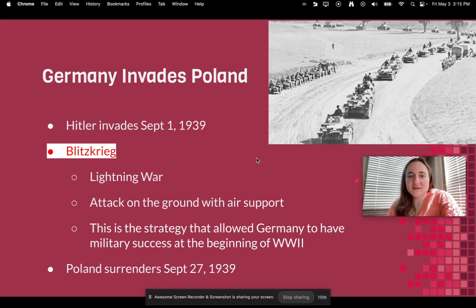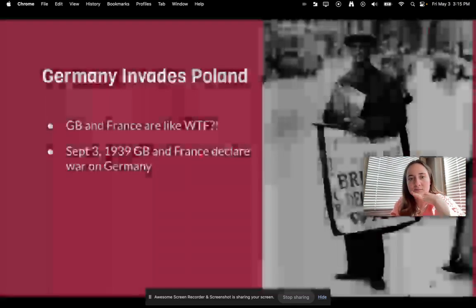All right, so the invasion of Poland starts September 1st, 1939. Germany has this military tactic called Blitzkrieg. It means lightning war. That means that the German military attacks on the ground and then has air support, like airplanes from above dropping bombs on the enemy. This is a strategy that allowed Germany to have military success at the beginning of World War II. And this invasion of Poland doesn't last very long. 27 days later, Poland surrenders to Germany.